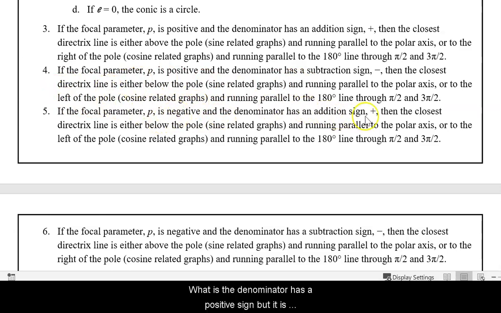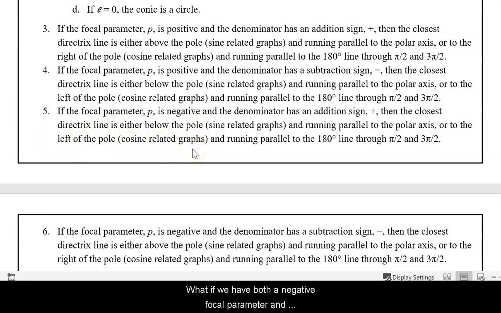What if the denominator has a positive sign, but it is instead the focal parameter that is negative? Doesn't matter. One positive, one negative, it will be in the negative direction. Below the pole, if it is sine related, or to the left of the pole, if it is cosine related.